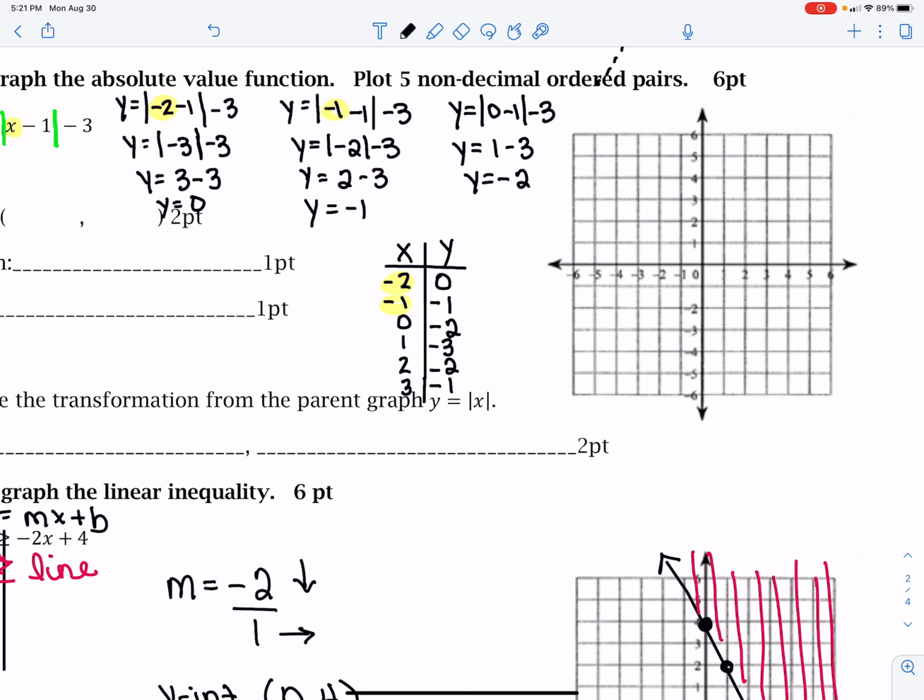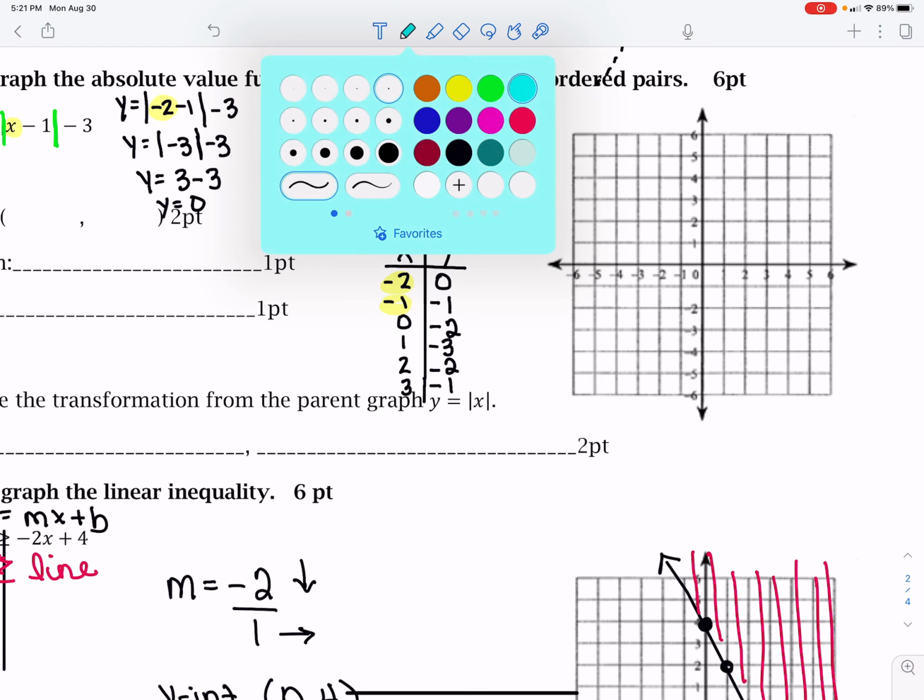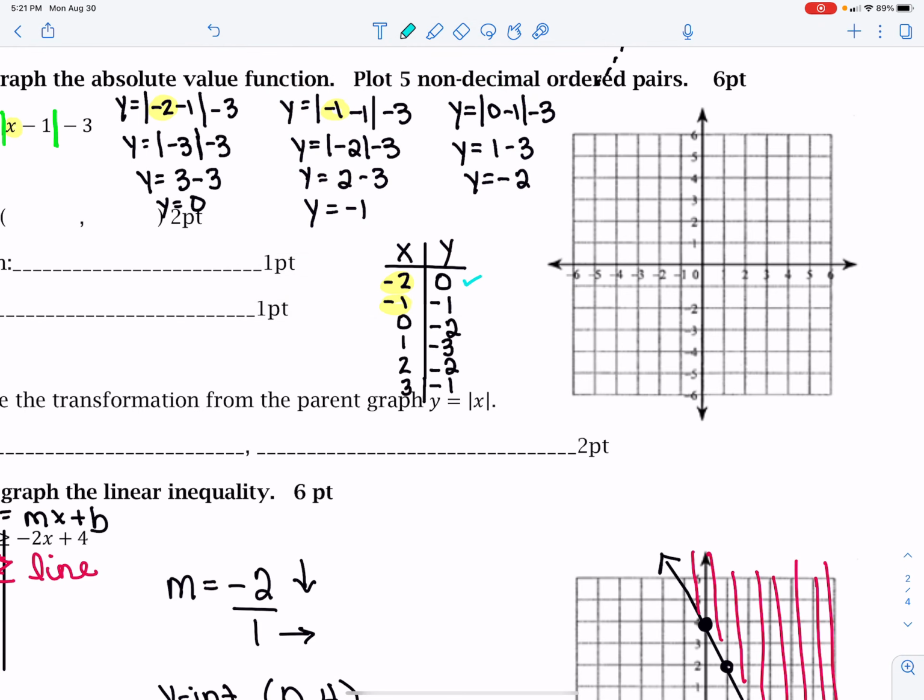I'm going to graph these 6 values. So negative 2, 0. Negative 1, negative 1. 0, negative 2. 1, negative 3. 2, negative 2, and 3, negative 1. Okay.